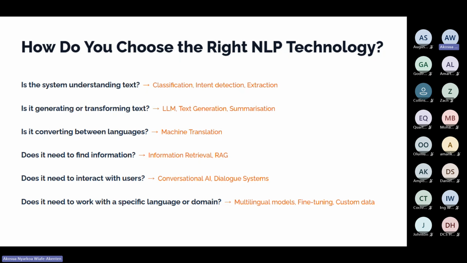All right, so moving on, how do you choose the right NLP technology? We've looked at some concepts: language technologies, NLP, conversational AI, large language models, and some considerations for responsible AI. But then, how do we bring these together? How do we choose the right technologies? How do we know the capabilities? We've already seen some of the capabilities. How do we know which ones we need?